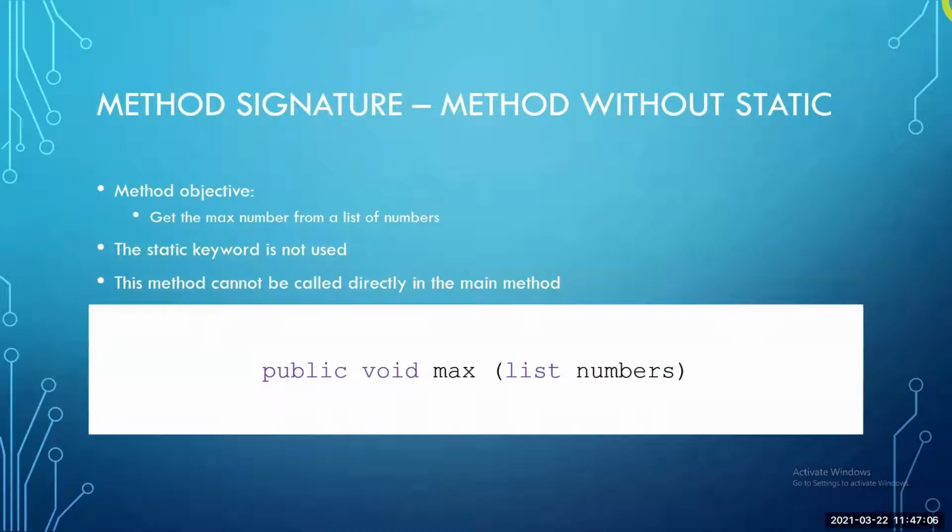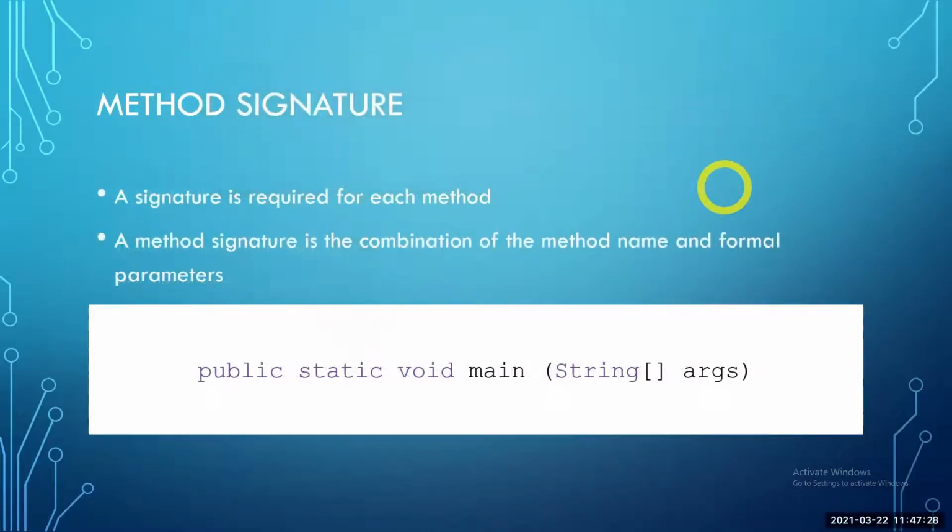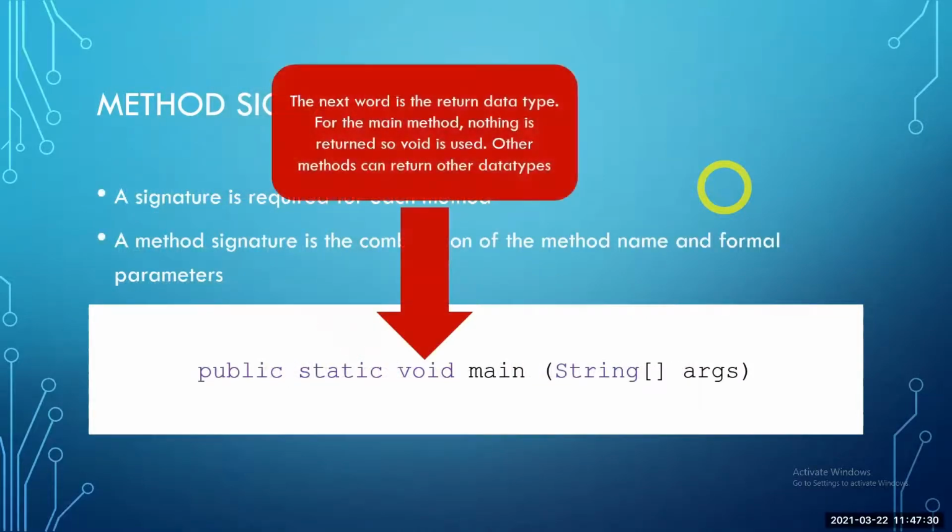All right, here's an example of a method without that static keyword, right? The static keyword is not used in this method. Public void max, and we pass in a list of numbers. Basically, I just want to get the biggest number in this list, but it doesn't have that static keyword. All right, you don't necessarily need it in every method. All right, let's keep going.